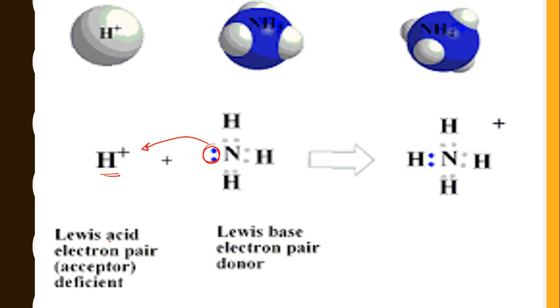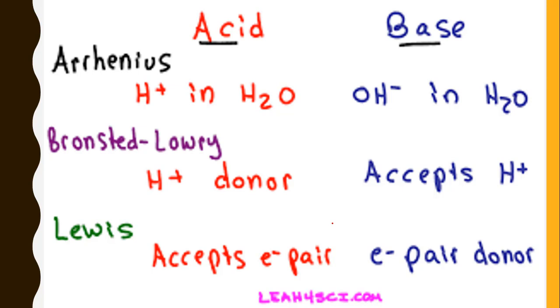Okay, so it is an electron acceptor. When it accepts electrons, it's called a Lewis acid because it accepts electrons from ammonia. Ammonia donates electrons to H positive, the hydrogen ion, so ammonia is considered as a Lewis base, and in the end it gives us ammonium, which is NH4. So Lewis defines the acid as electron pair acceptor and base as electron pair donor. This is a summary.